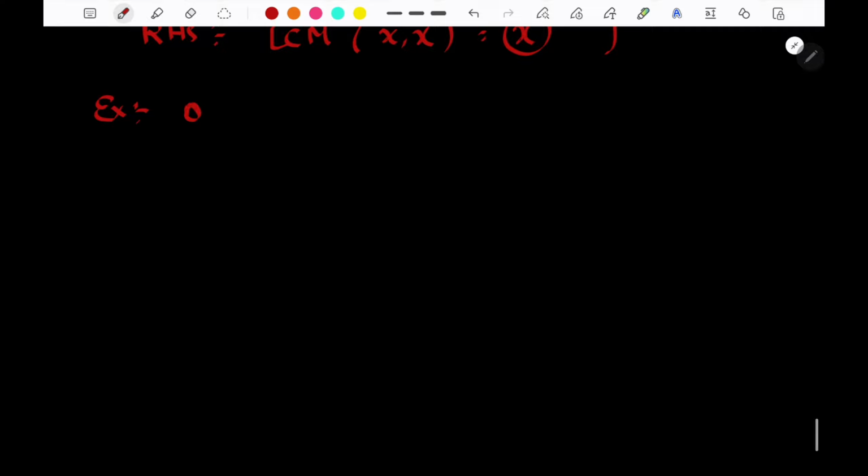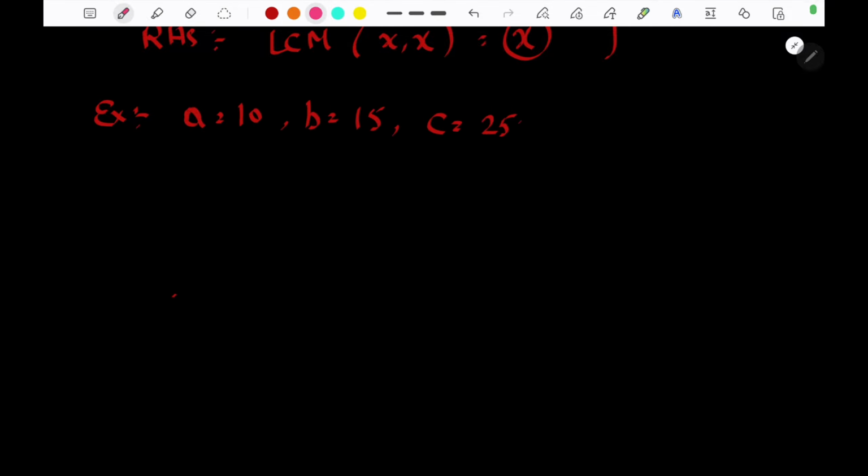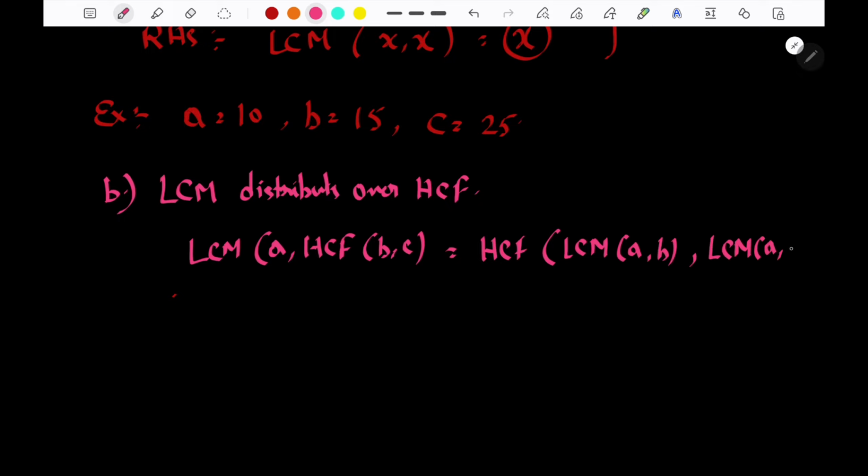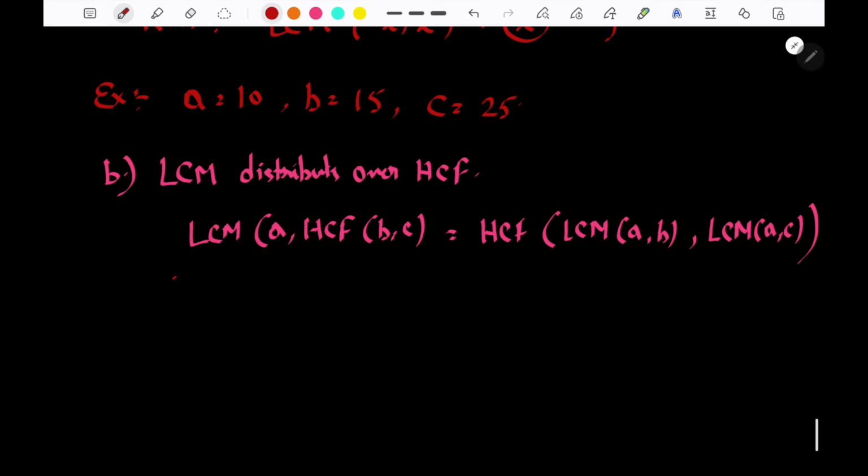Say A is equal to 10, B is equal to 15 and C is equal to 25. Here I can also add another thing. In the same way, LCM distributes over HCF too. It means LCM of A comma HCF of B comma C can be said as HCF of LCM of A comma B and LCM of A comma C. This is also true. Likewise, now we will give examples for both.